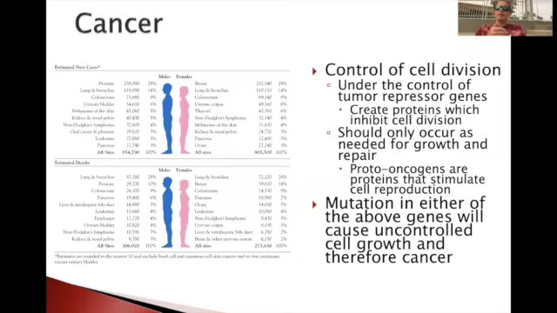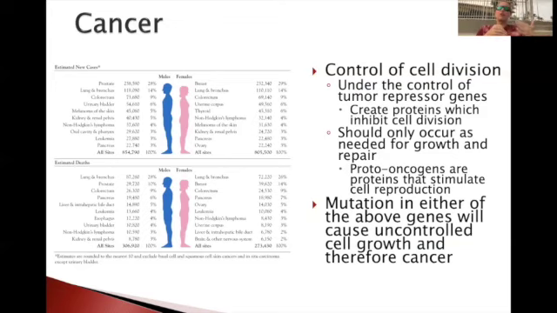Cancer then is our last topic for the unit. Cancer is defined as the uncontrolled growth of cells, the uncontrolled mitotic division. So normally cell division is under the control of tumor suppressor genes, which create proteins that inhibit cell division. So remember those checkpoints I talked about.